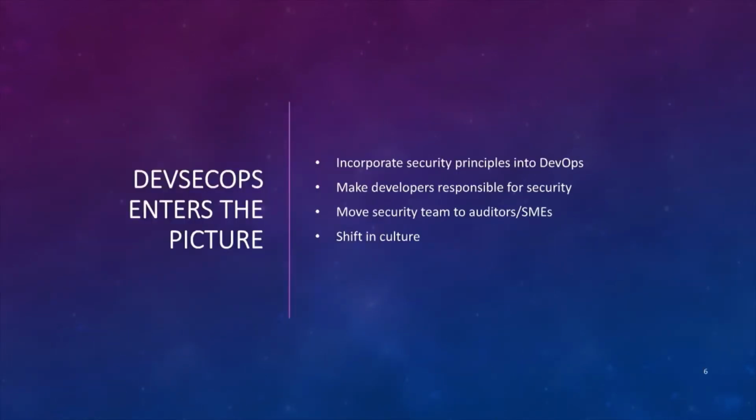So the idea behind it is to incorporate security principles into DevOps, right? So take all of the things that we talked about with DevOps, the integration of teams, the flexibility, the quickness, the speed, agility, all of those things, combine them into the DevOps principles, right? And make them incorporate all of our security principles. And then ultimately make developers responsible for security, which is one of those things that makes developers potentially nervous and security people nervous, right?